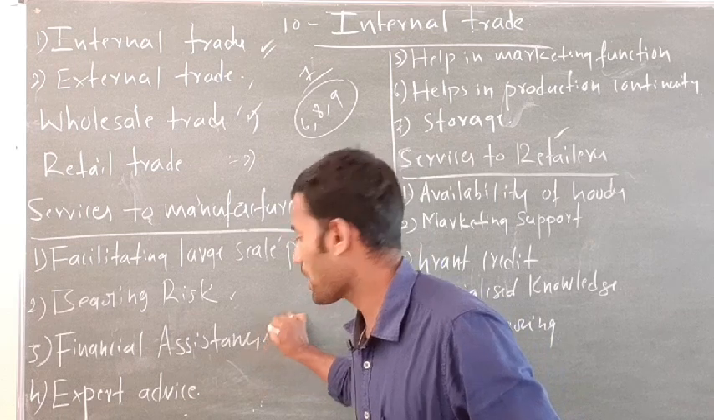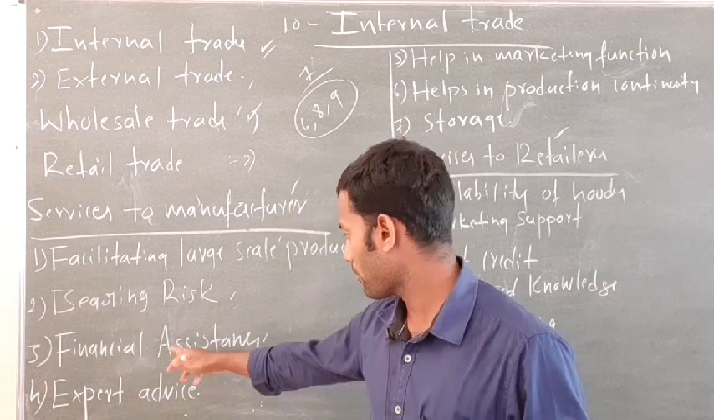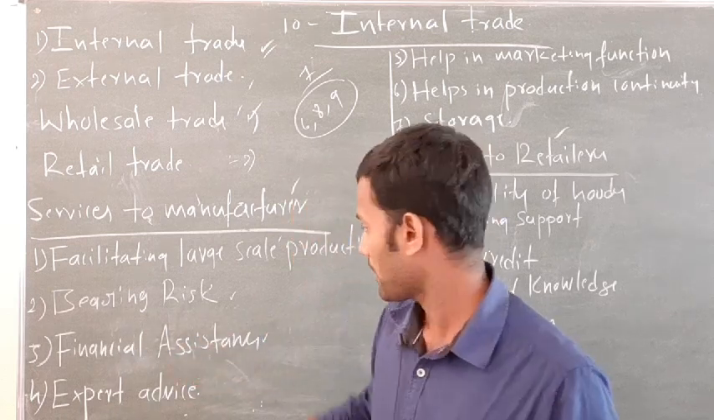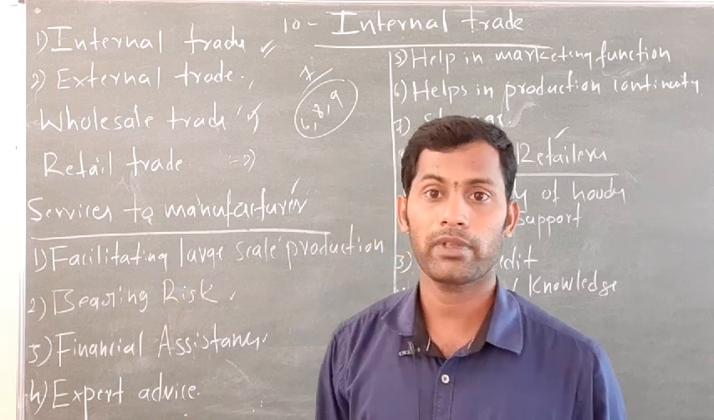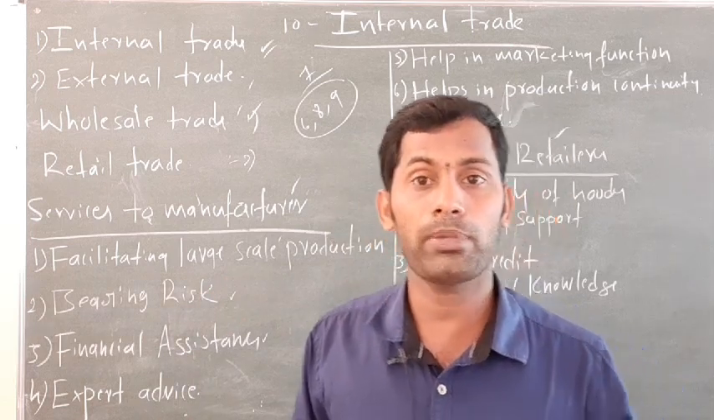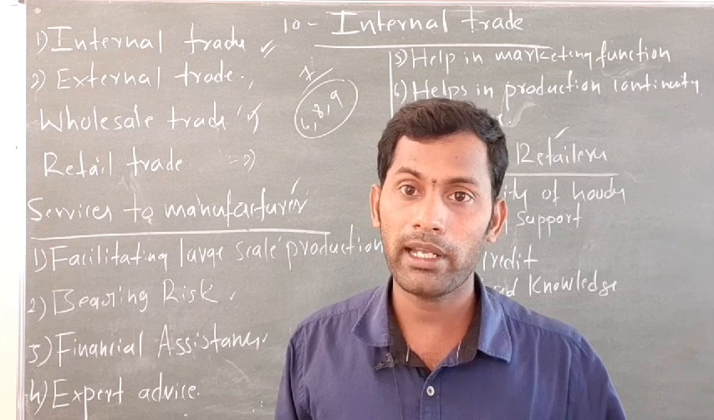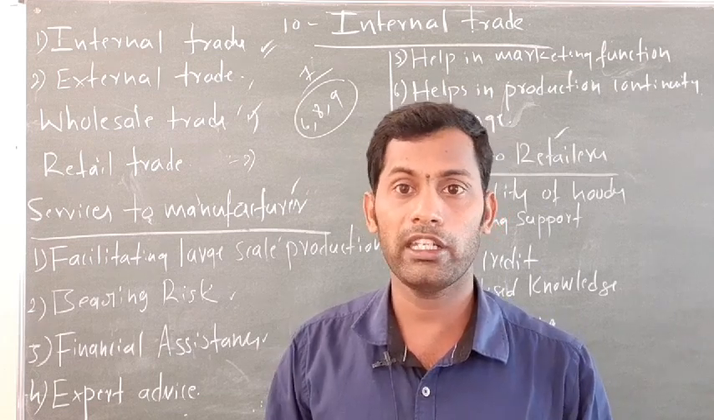Third one, financial assistance. When you come to financial assistance, the wholesaler purchases goods in bulk quantity, and again he makes the huge payment in cash.